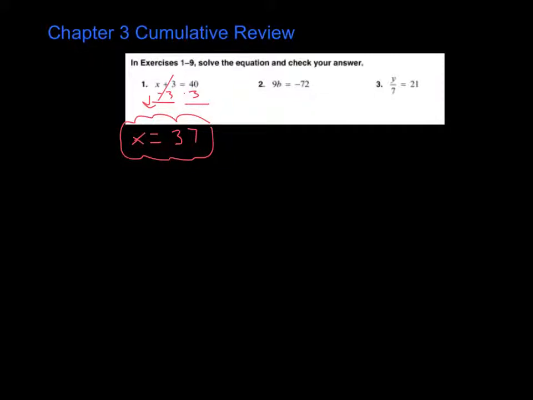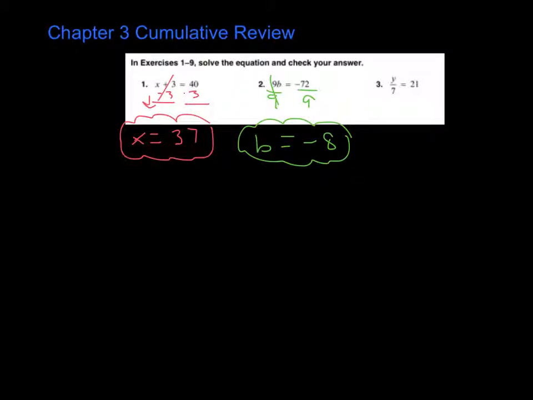If x was 37, 37 plus 3 is 40, so I know I did that right. Okay, so for number 2, the opposite of multiplying by 9 would be to divide both sides by 9. 9 divided by 9 would cancel, and I would find out that b would be equal to negative 72 divided by 9, which is negative 8. Remember, you can always plug in and check your work. 9 times negative 8 is negative 72, so I know I did that correctly.